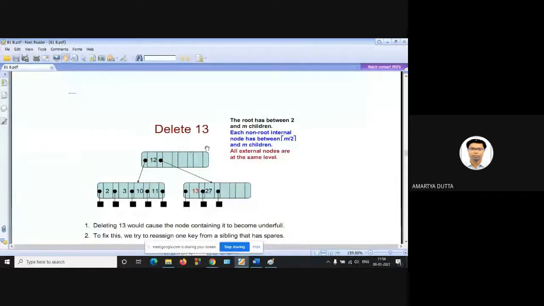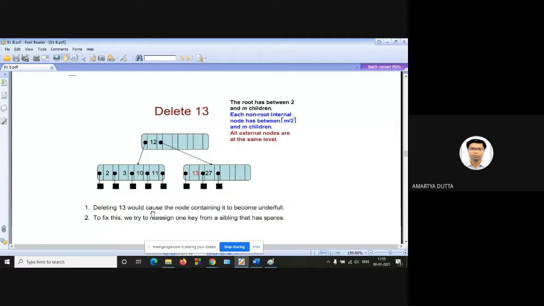Now delete 13. So deletion of 13 would cause the node containing it to become underfull. So what should I do if we delete 13?